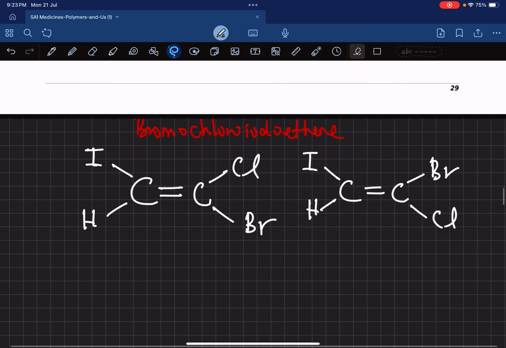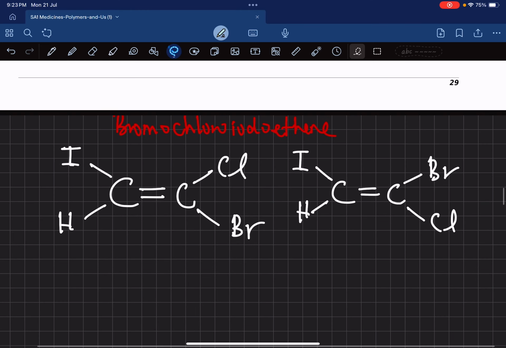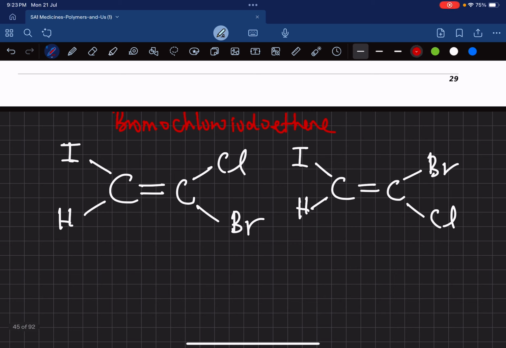So now we're going to use the CIP rule. The CIP rule uses atomic numbers. So you cut this molecule in half like this, and then you assign the atomic numbers to these atoms. Hydrogen's atomic number is 1, iodine is 53, chlorine is 17, and bromine is 35.